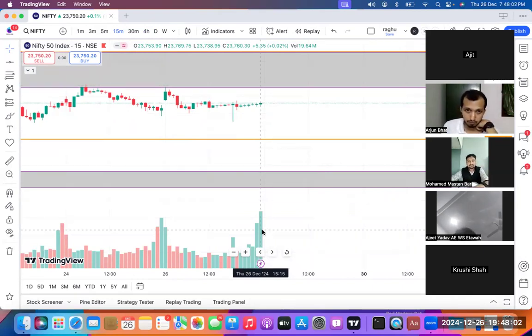It is not easy, but it is simple. There's a difference between easy and simple. So you need to practice a lot for this. By looking at the chart, Raghu, at 9:15, I start my day and I don't have 6-7 screens.